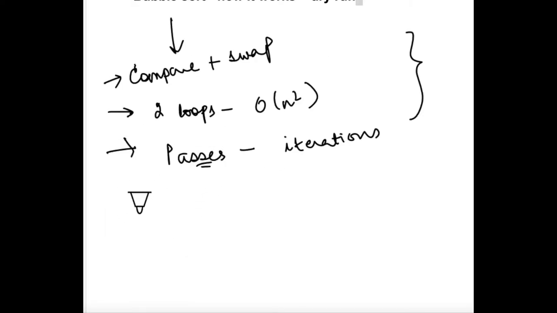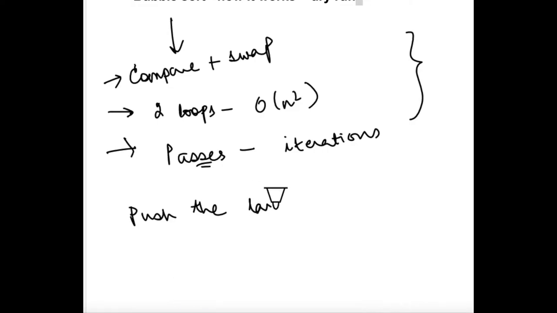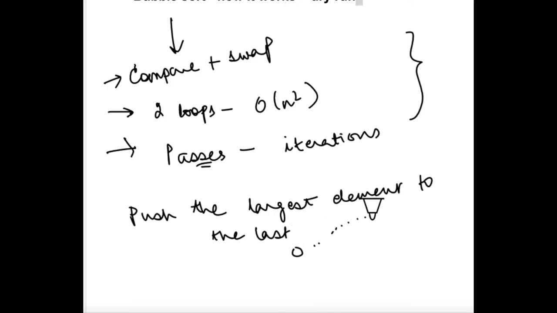Next thing is how it works internally. As you might have understood from the presentation earlier, it is going to push the largest element, or the smallest element, whatever the case may be. It will push the largest element to the last of the array. In that way, basically the largest element is bubbling up to the top or bubbling up to the last. So that is where the name comes from, bubble sort.